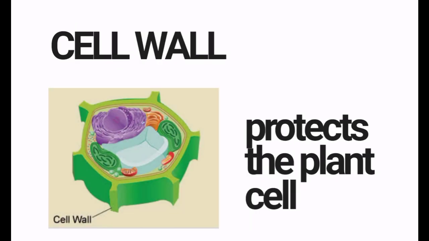Cell wall, this protects the plant cell. This is only present in plant cells. The cell wall is very rigid. It is made up of cellulose, which helps protect the plant cells.